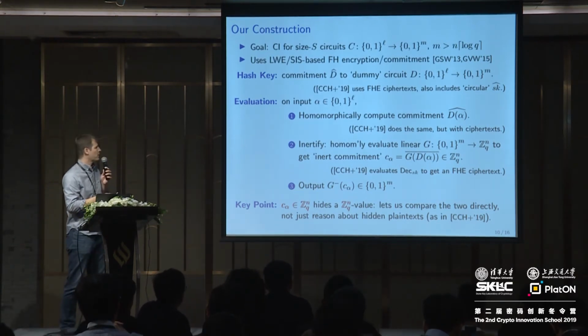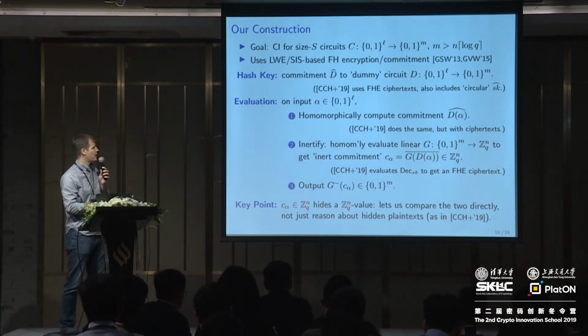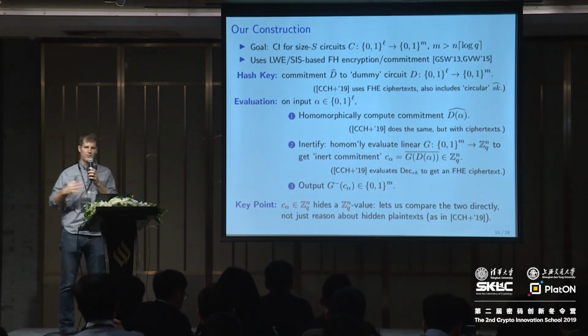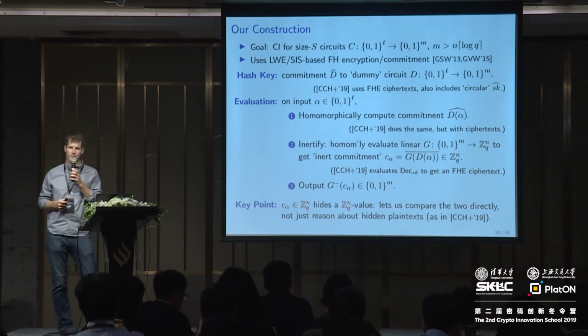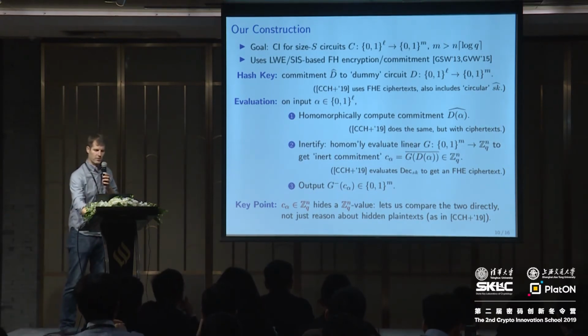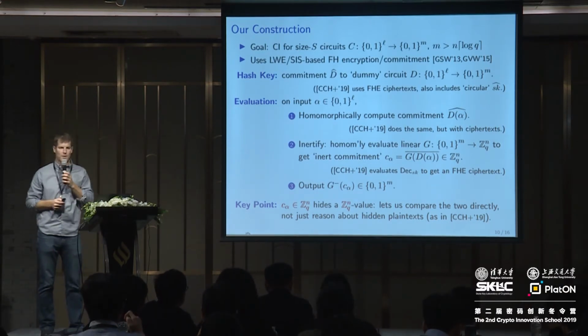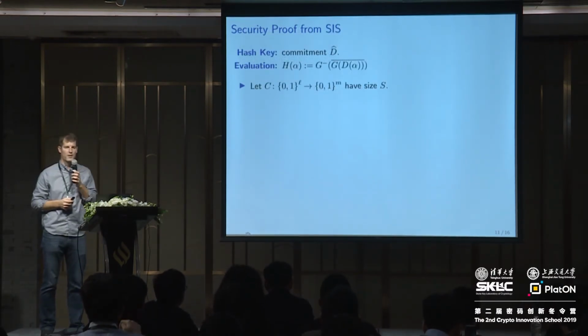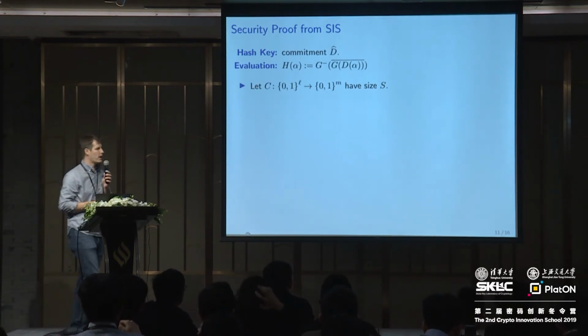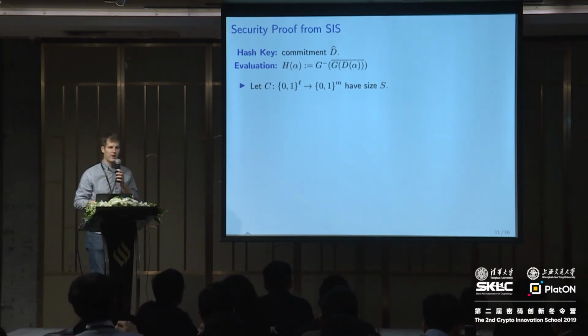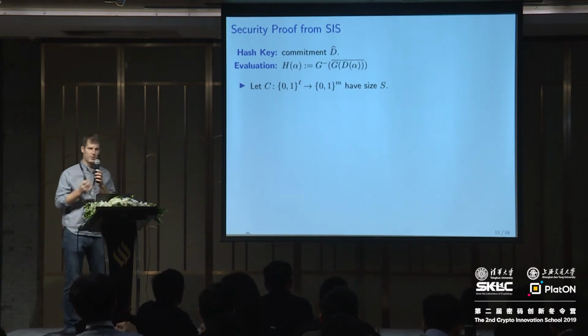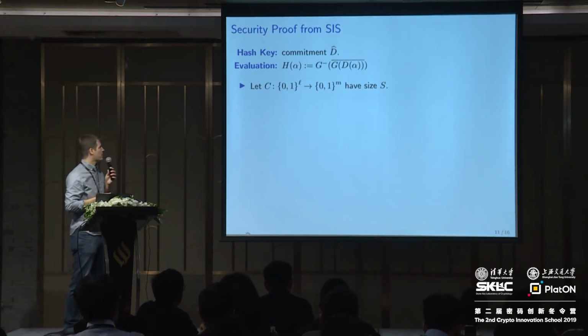Okay, so again, to compute the hash, we do a homomorphic computation of D on alpha. We then inertify that to get a different kind of inert commitment, and then we convert that to a binary string. But steps 1 and 2 are the interesting ones. Good. So let's see why this is correlation intractable. It turns out that this will follow from the SIS problem. So we don't even really need LWE here, just SIS.